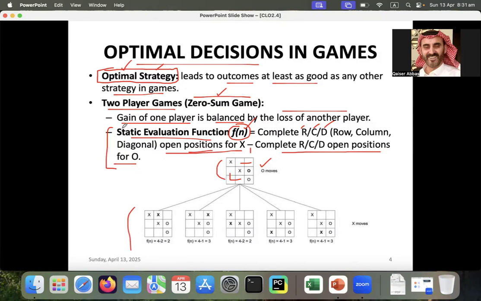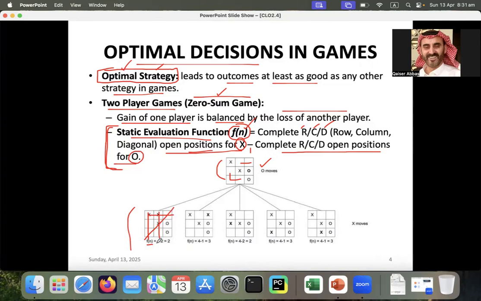And now, if we will use this formula, the static evaluation function f of n, what does it mean? Count the open positions for X. X can make a line here, 1, X can make a line here, 2, X can make a line here, 3, X can make a line here, 4. These are the open positions for the X, because first you have to write the open positions for the X, and then you have to write the open positions for the O.